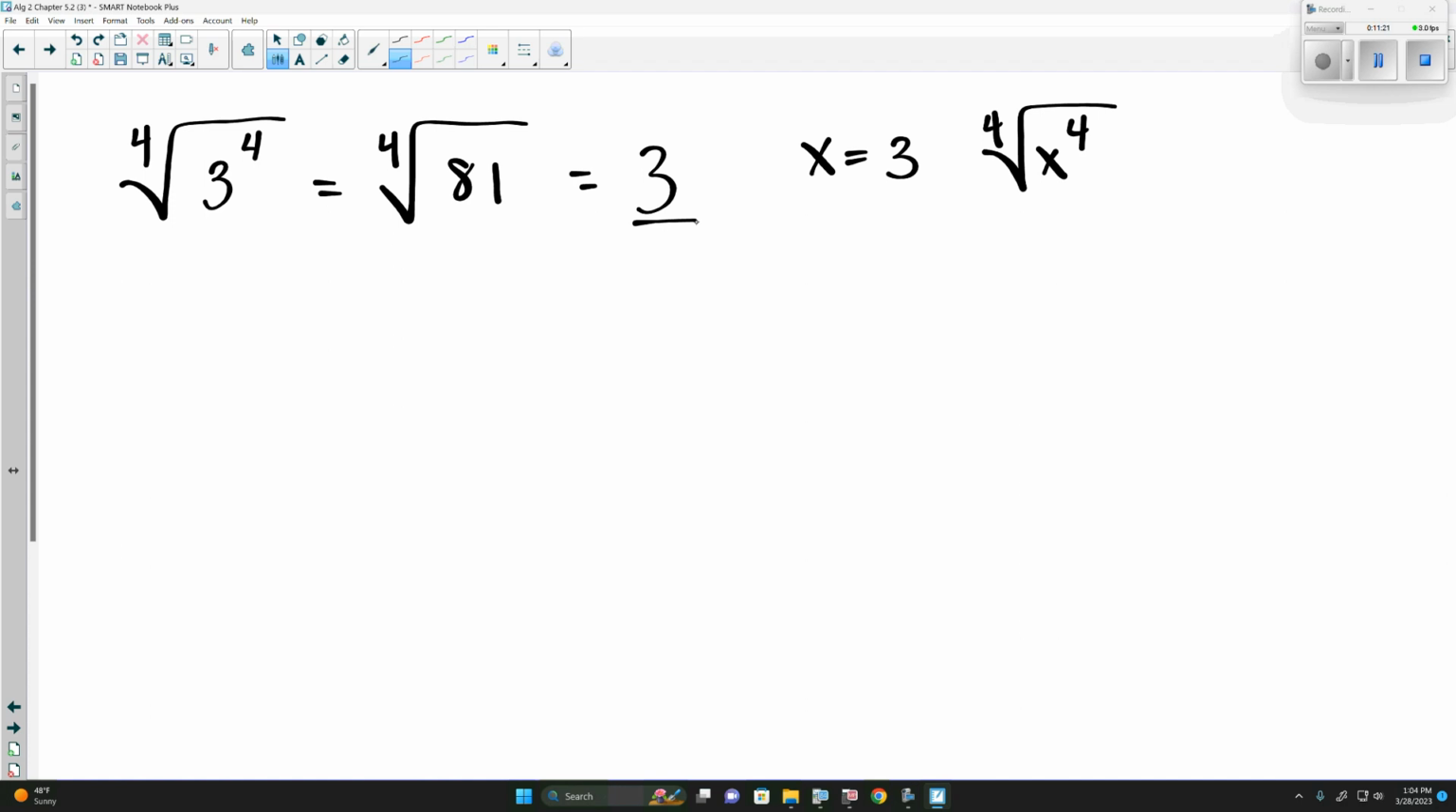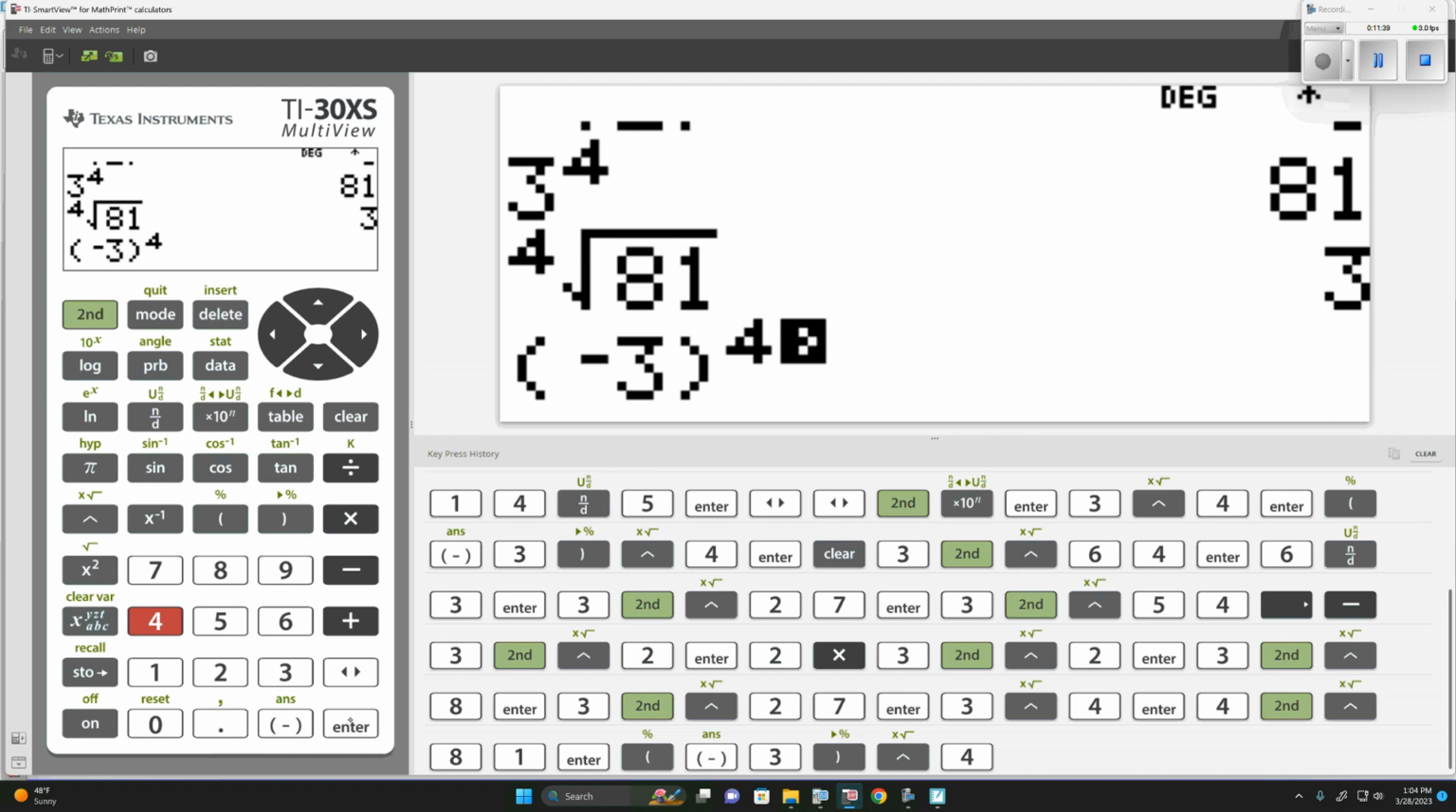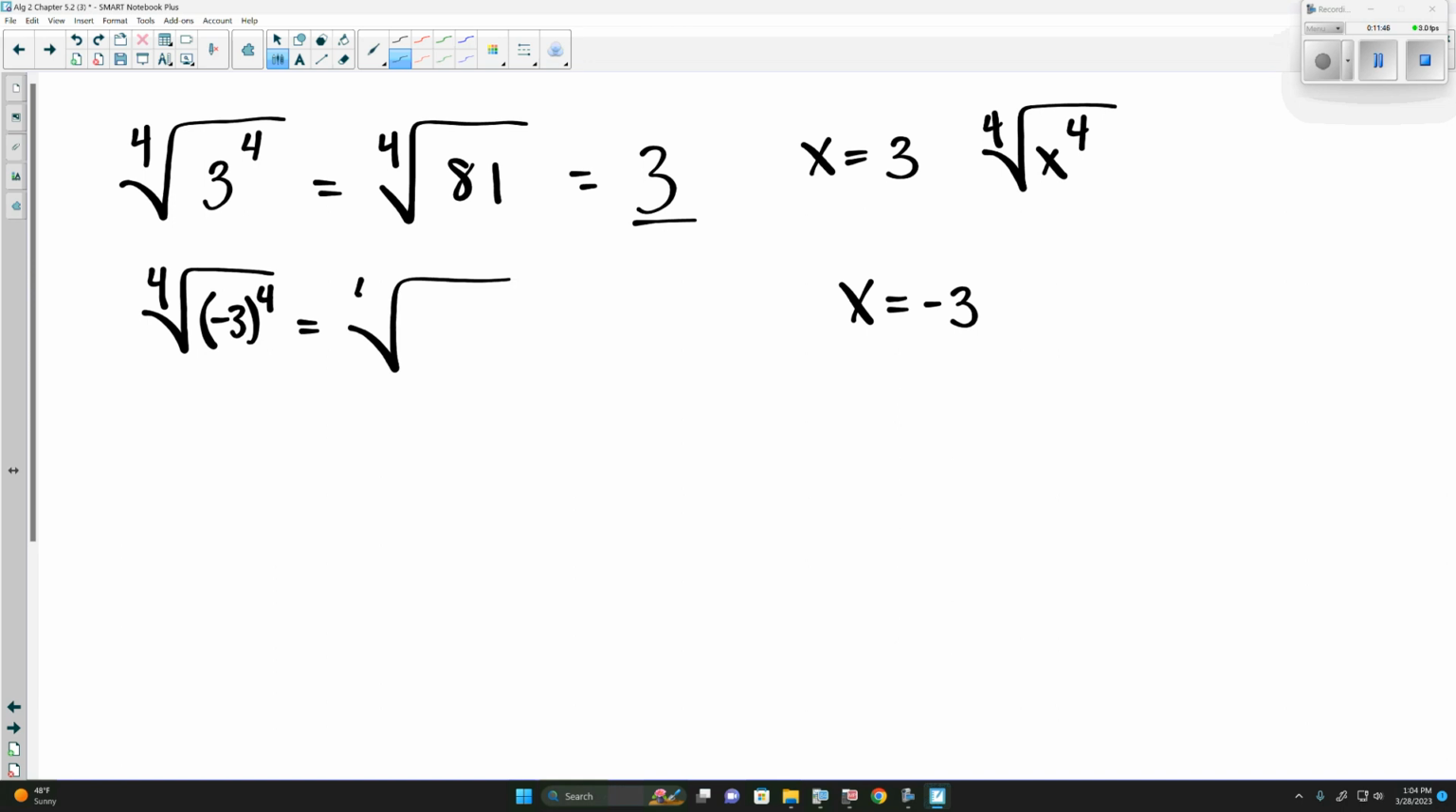Now this time, we're going to say x is negative 3. So in this here, we'd have the fourth root of negative 3 to the fourth. Well, in the calculator, we can take negative 3 to the fourth power, and we get positive 81. So we're taking the fourth root of positive 81, which we already found out is 3.